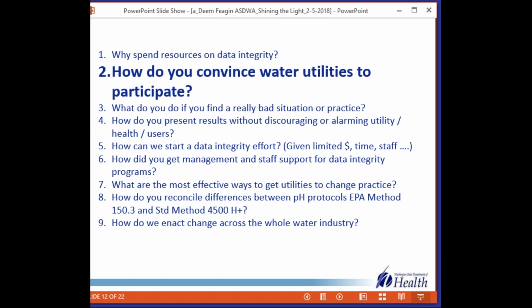A couple comments on question number 1 before we get too far away. A reminder from one of our colleagues: spending resources on data integrity improves relationships with the regulated community. It also has seen increased operator confidence. And another comment was bad data equals no data. Yeah, absolutely.